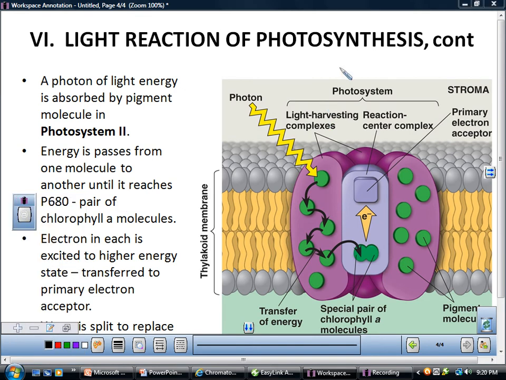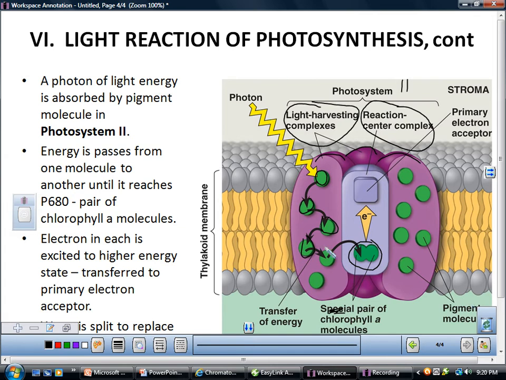Okay, so this is photosystem 2. Let me just give you the breakdown of this. We've got light harvesting complexes, which are these big purple blobs that you see here. And we've got a reaction center complex, which is this thing in the center. Embedded with that, we've got all these green chlorophyll molecules. They're different pigment molecules along. Right here in the middle of the reaction center is our special pair of chlorophyll A molecules. Those are really, really important.